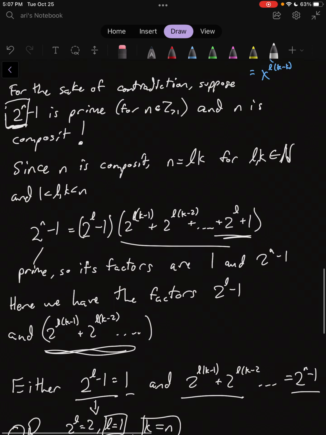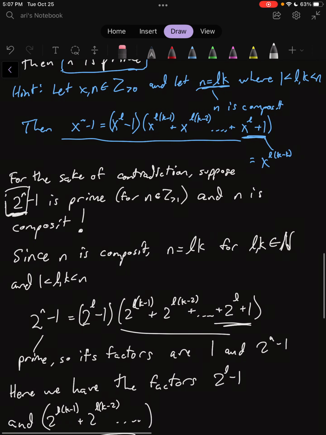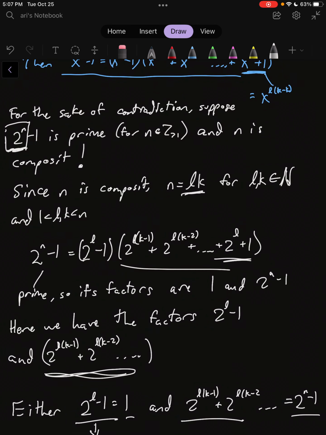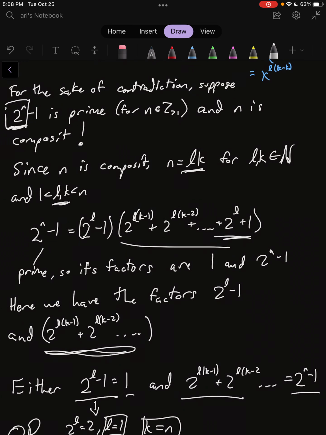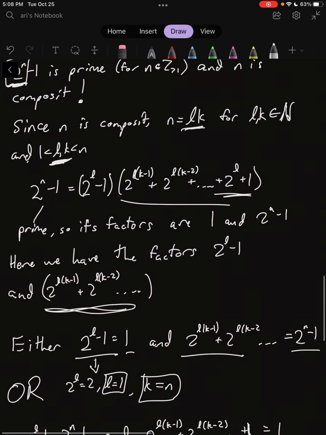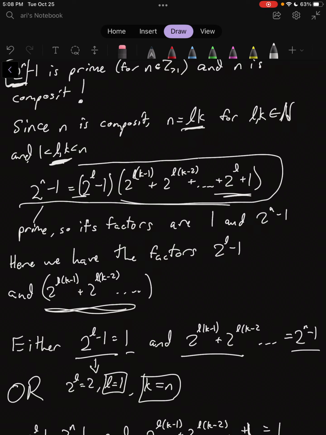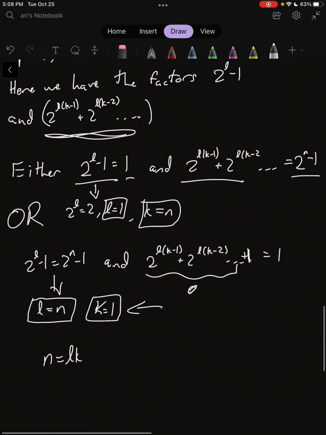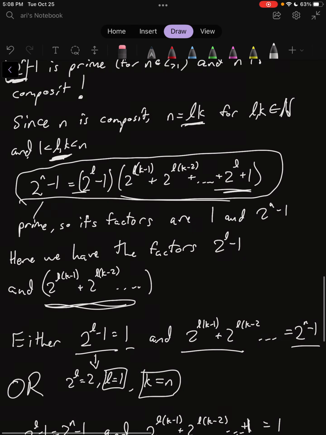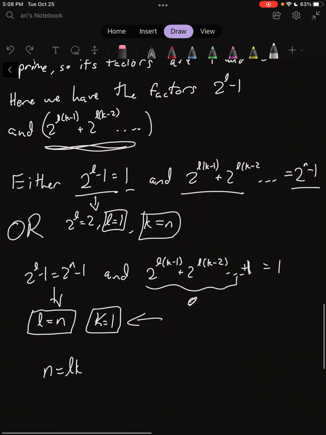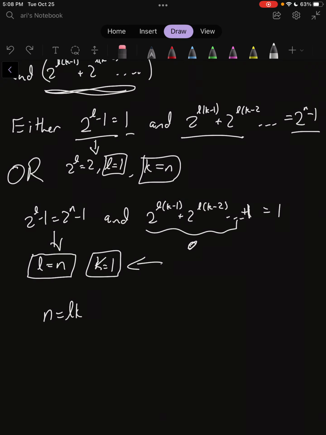So this is where our contradiction is. Earlier we said that n is composite, meaning it has these factors lk, where they are strictly in between 1 and n, meaning neither of them are equal to 1 and neither of them are equal to n. But then when we looked at the implication of that, when we started doing this expansion, we basically realized that in order for 2^n - 1 to be prime, L and k had to equal 1 and n, or n and 1, respectively. So, meaning n actually had to be prime.